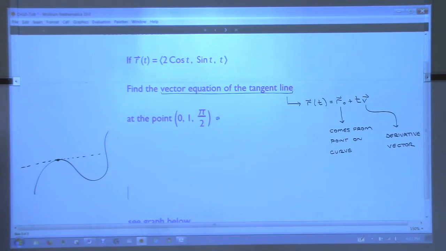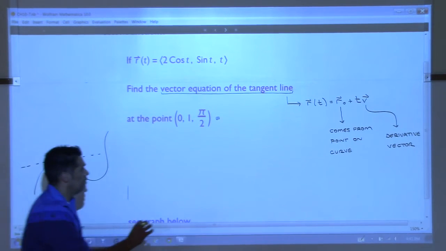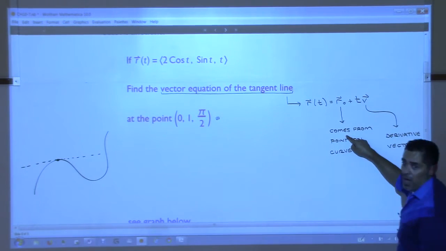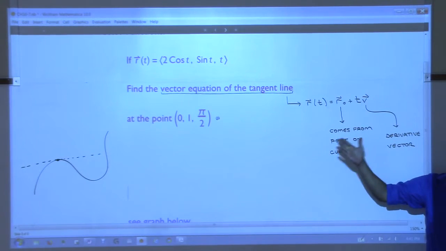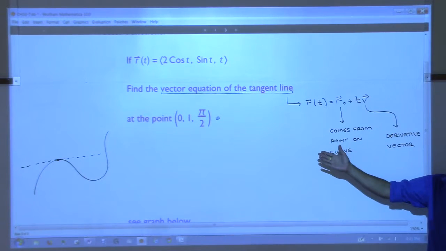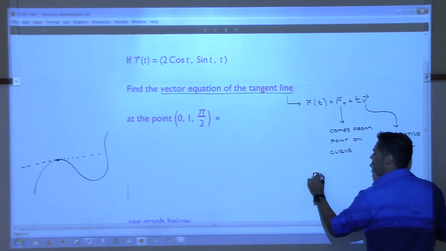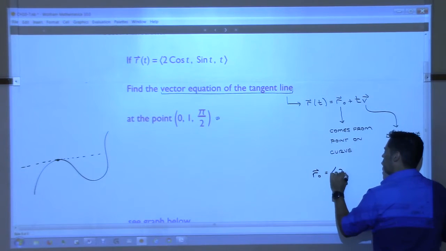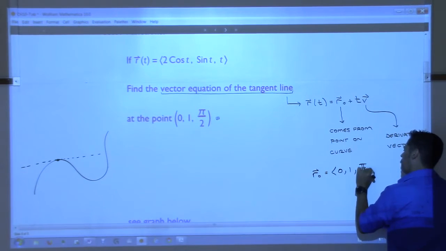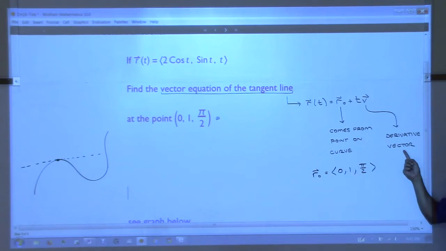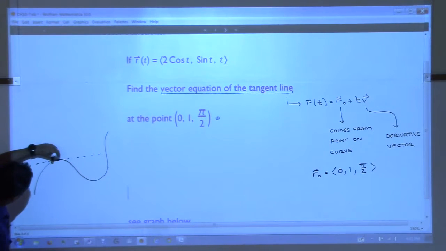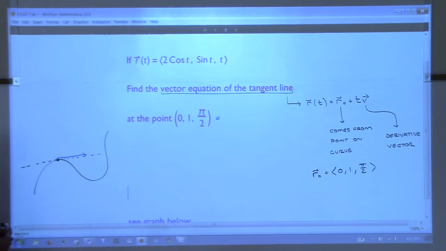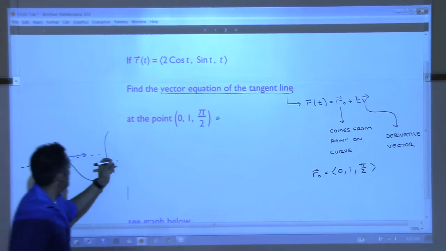Well, you're going to need to know, first of all, a point on that line. And the point on the line, you're kind of given, right? You've already given that point on the line. So right away I know r naught is equal to the vector (0, 1, pi over 2). But now you need the derivative vector. So I need to come up with this vector that is tangent to this curve at that point. Well, that means first I need the derivative vector function, right? So just take the derivative of that.